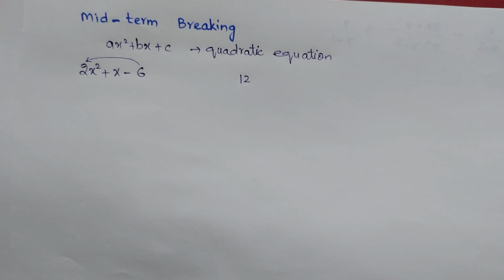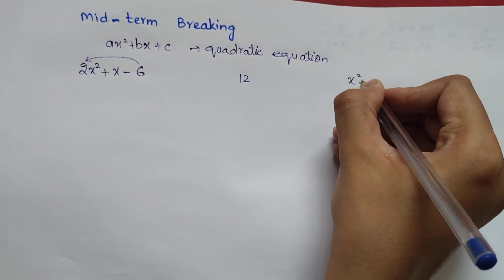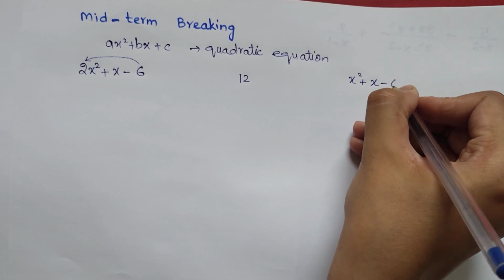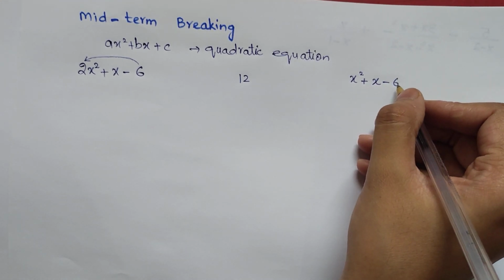Okay, one more thing, if I would say your equation is like this: x square plus x and minus 6. Now you multiply 6 by which number?